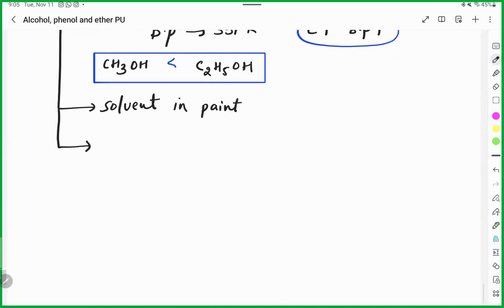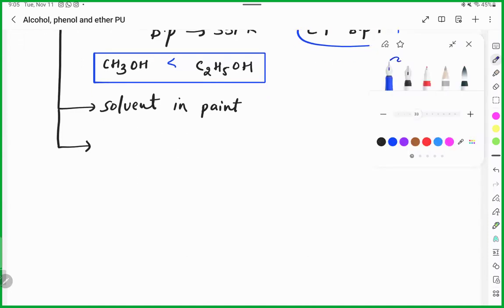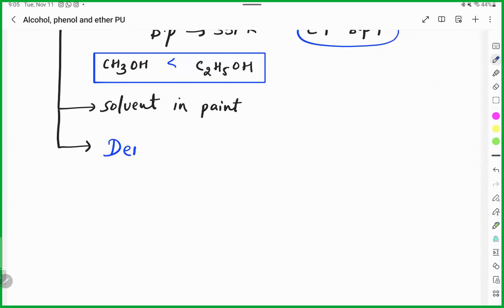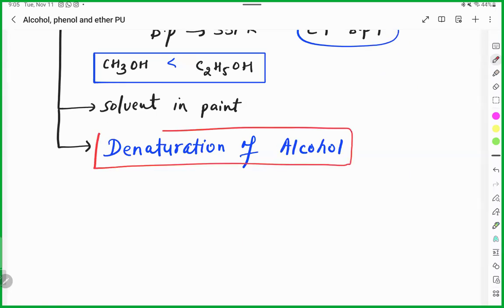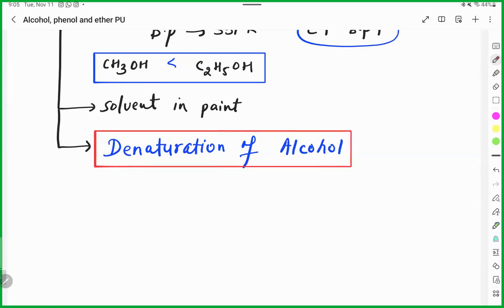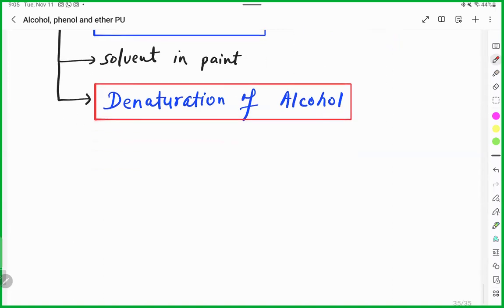This is a famous question, but only for 1 mark. Denaturation of alcohol. What do you mean by denaturation of alcohol? The commercial alcohol is made unfit for drinking by mixing some other things. Why?